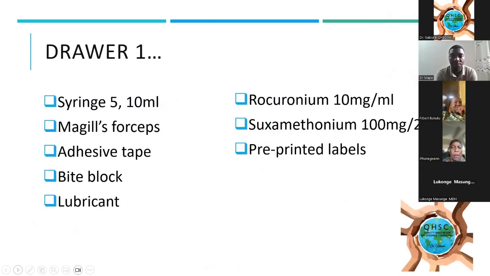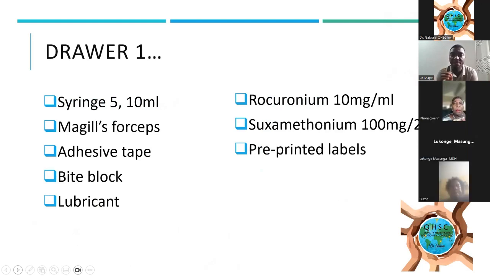This drawer will also contain syringes like 5 cc and 10 cc for ballooning of the endotracheal tube. We will have the Magill forceps, the adhesive tape for securing the tube, the bite blocks, and the lubricant. Also, most important, drugs that will help us, like rocuronium, the muscle relaxant for intubation, and pre-printed labels for succinylcholine and rocuronium. So you don't have to write again on the syringe. Just take the label and put it on the syringe that you draw your drug into. Okay.